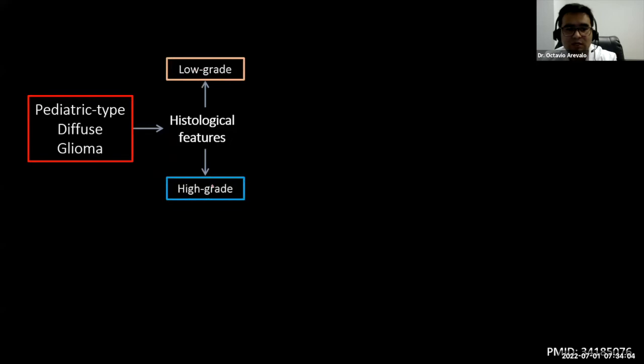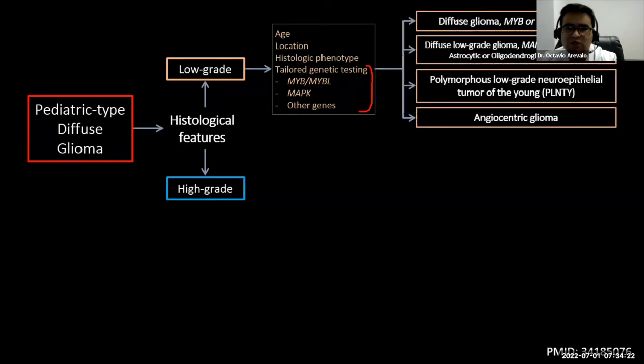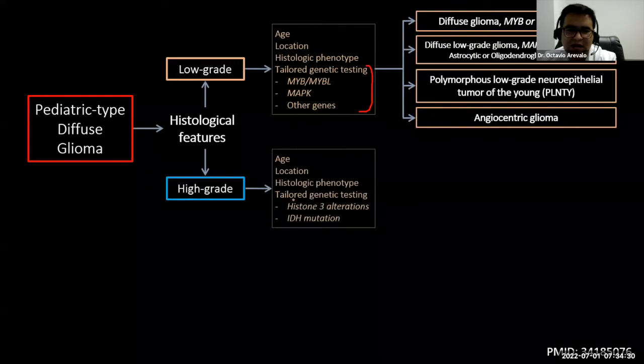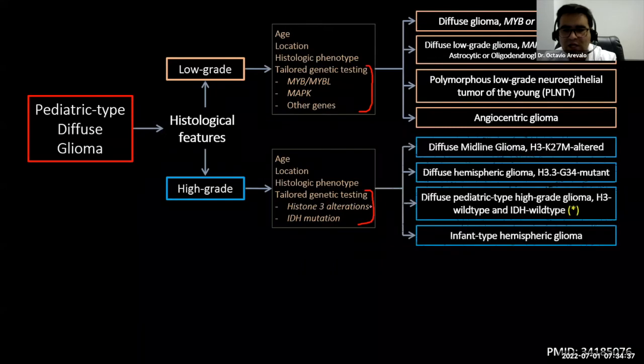So then you have to differentiate between low grade and high grade depending on the histological features, and then depending on the age of the patient, location, histologic phenotype, and you get a tailored testing. You're not going to test for every single gene on these patients, but then you can classify the tumors depending on these 4 benign entities. And then if it's a high grade, again, same story, and you test for these type of mutations, the IDH mutation as well as the histone 3 mutations, and then you get these 4 entities as well.